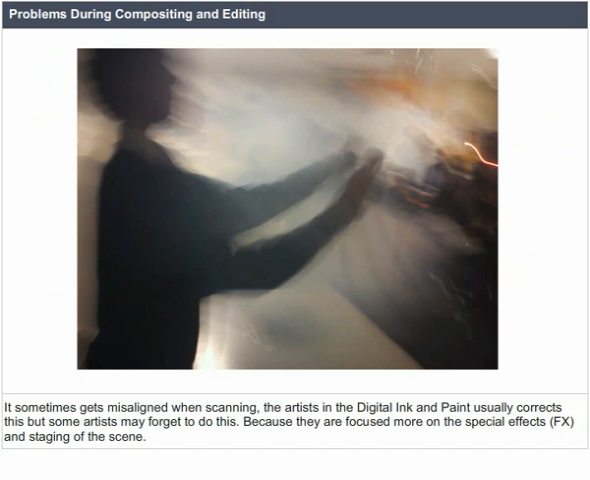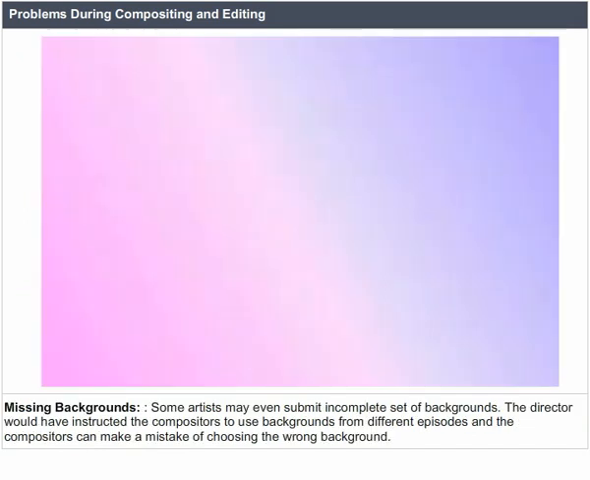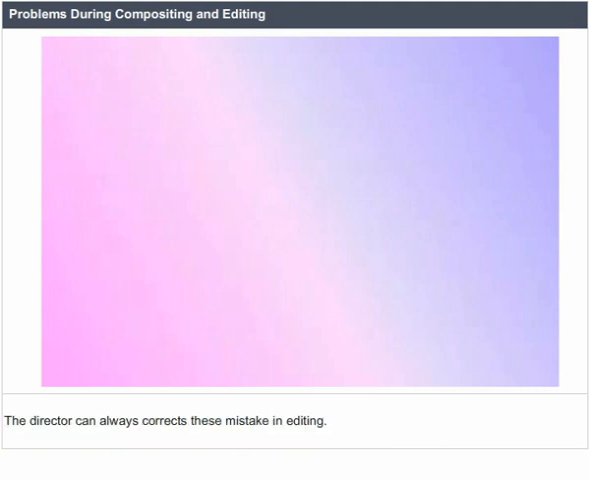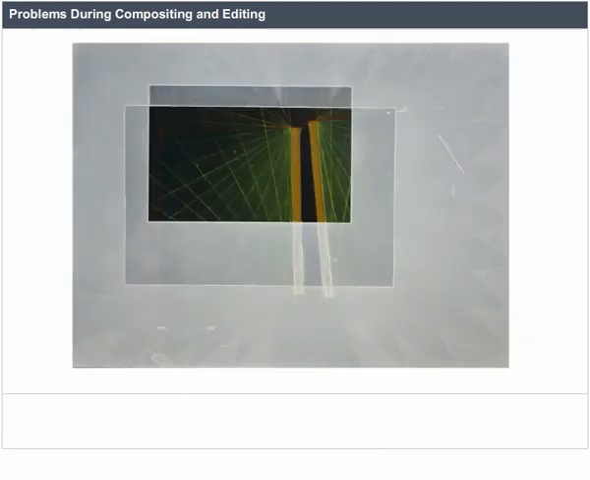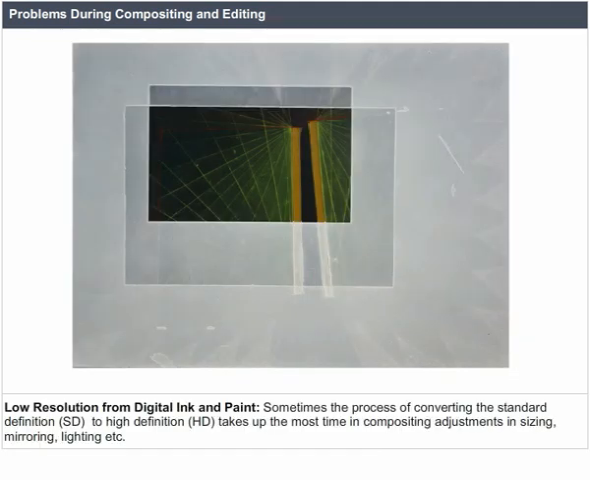Missing backgrounds. Some artists may even submit an incomplete set of backgrounds. The director would have instructed the compositors to use backgrounds from different episodes, and the compositors can make the mistake of choosing the wrong background. The director can always correct these mistakes in editing. Low resolution from digital ink and paint. Sometimes the process of converting the standard definition to high definition takes up the most time in compositing, with adjustments in sizing, mirroring, lighting, etc.